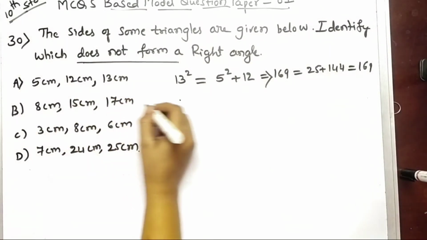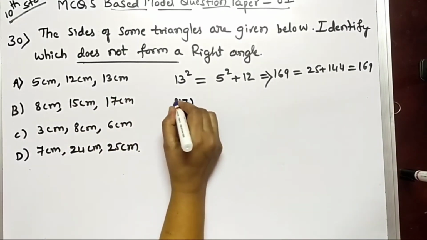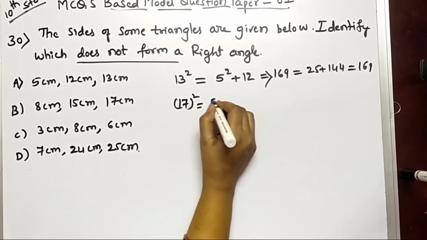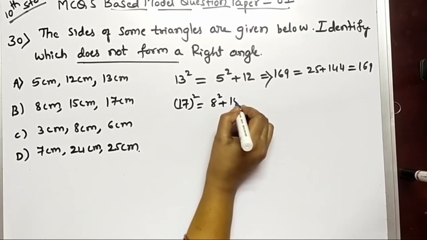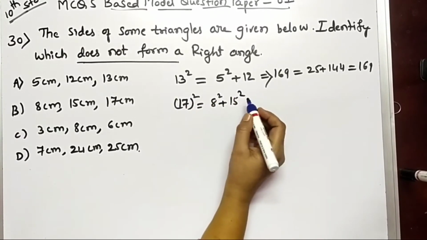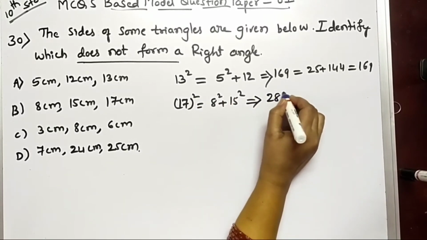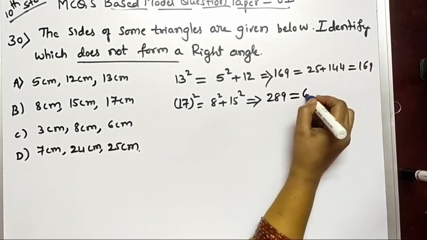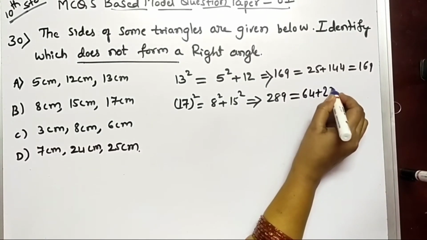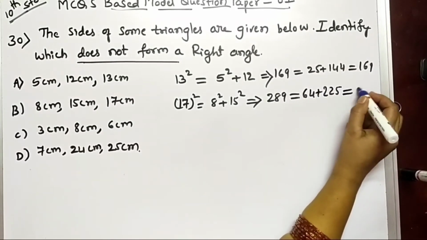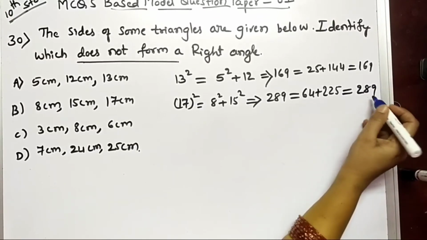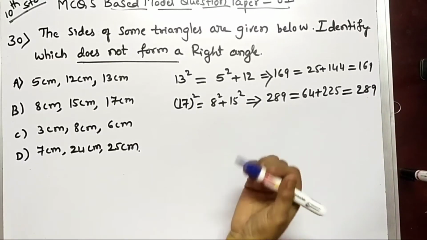In this one, the greater side is 17. 17 whole square is equal to 8 square plus 15 square. It's the Pythagoras condition. Which implies 17 square is 289, which is equal to 64 plus 225. So again it is equal. So it is also satisfied.